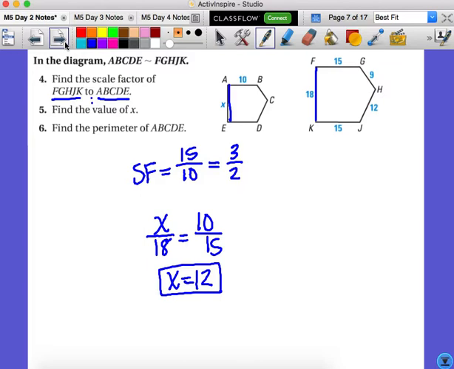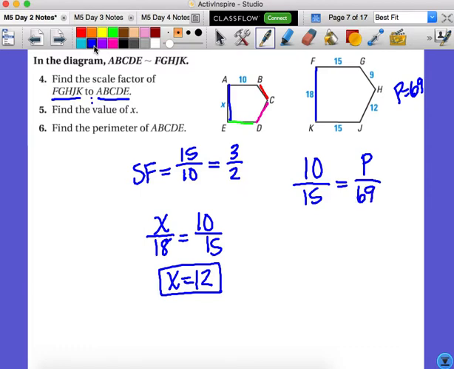And then lastly, they want me to find the perimeter. So I could set up a ratio to find BC, a ratio to find CD, and a ratio to find DE, but my faster option is going to say 10 over 15 equals an unknown perimeter over the perimeter to the right. So I'm going to go ahead and add up all of my sides for the figure on the right. The perimeter here comes out to be 69 units.